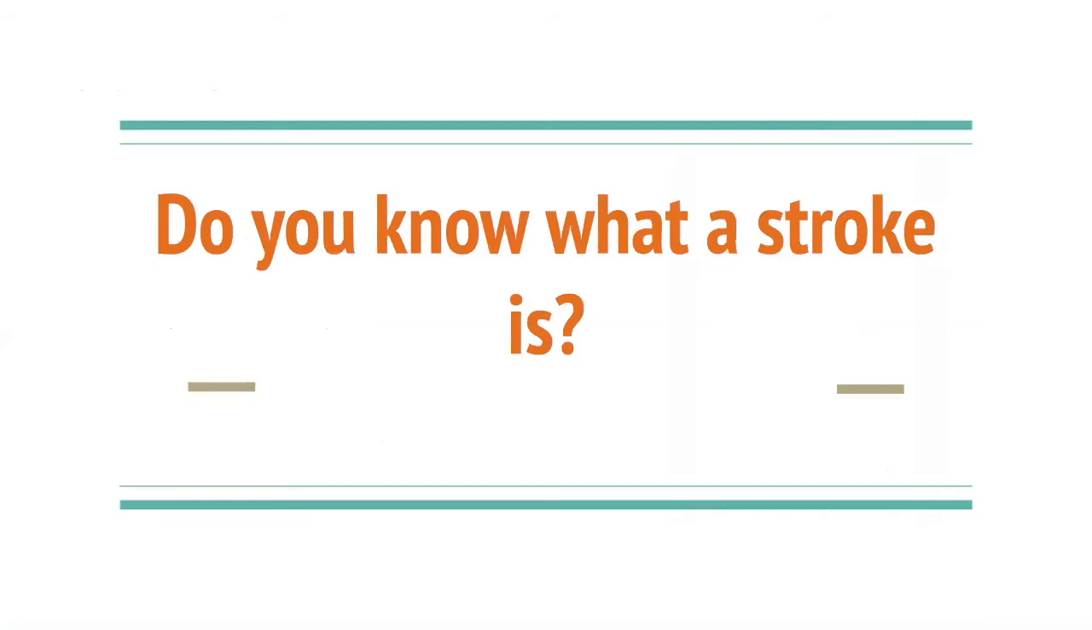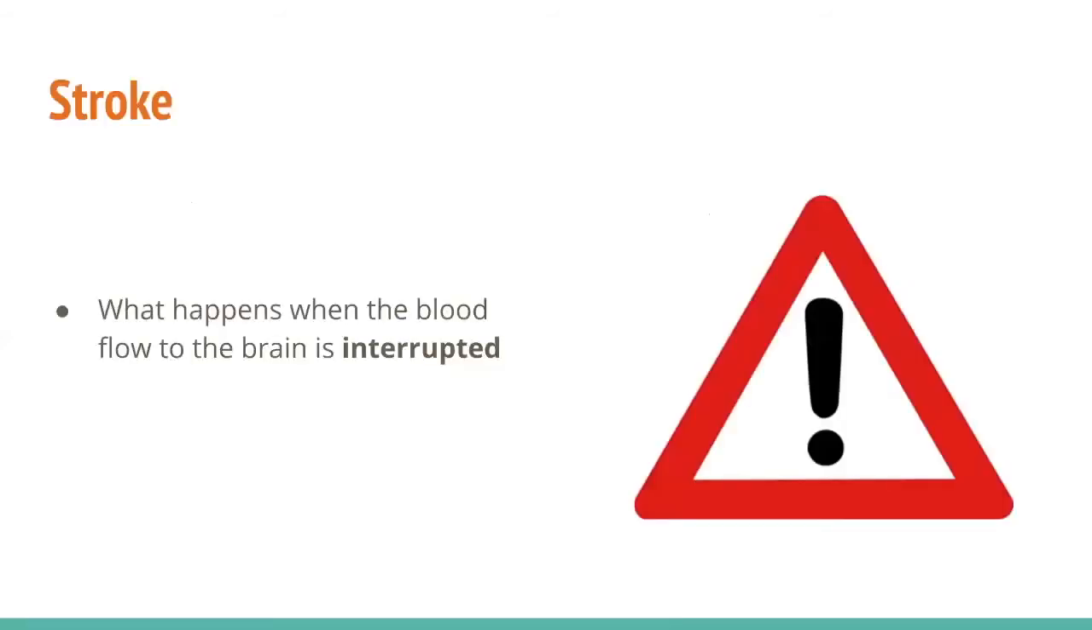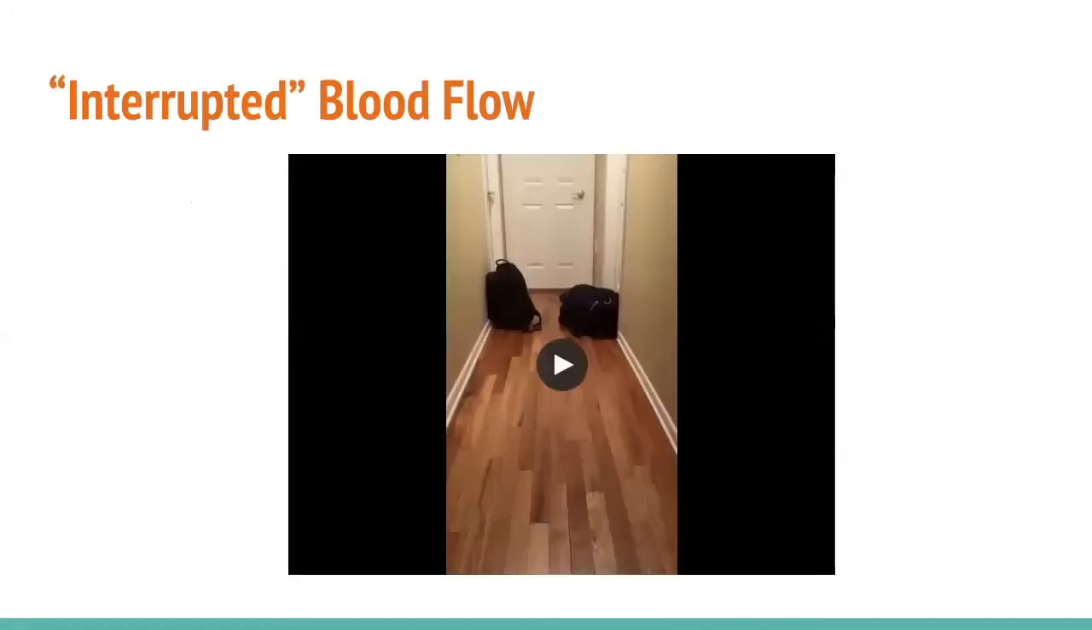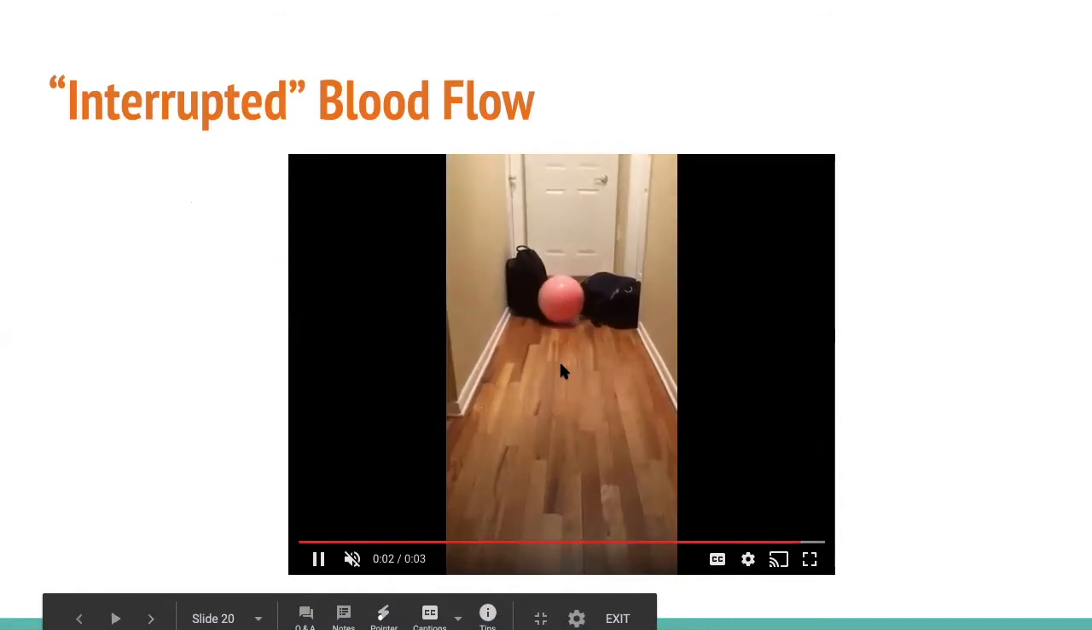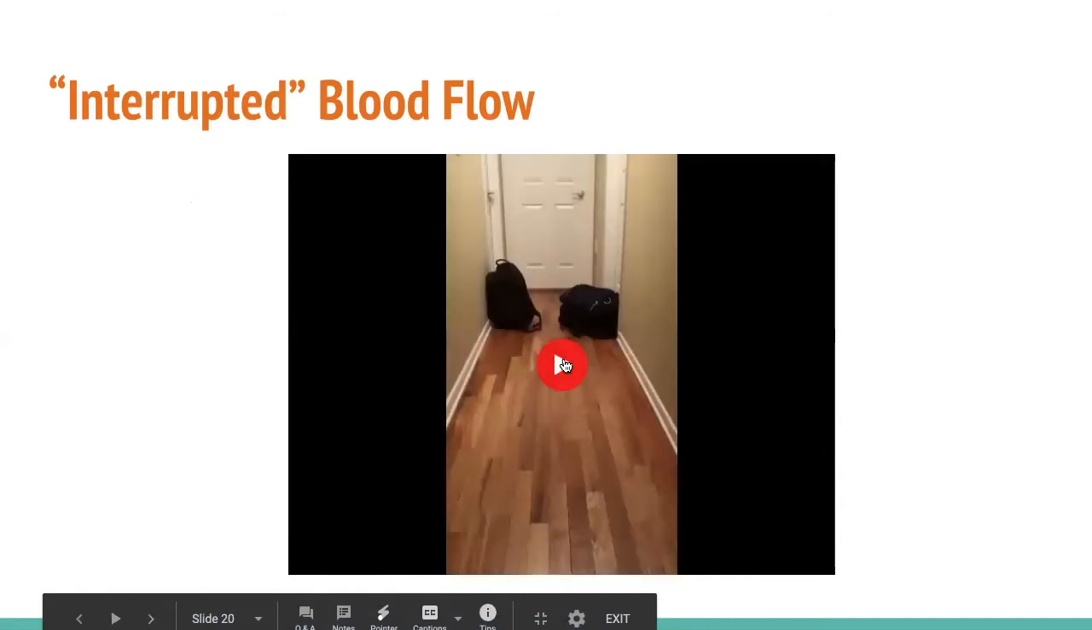Next, we're going to have Ian talk to you about what happens when your blood flow is interrupted. Hey guys. So to start, I want to ask you a question. Do you guys know what a stroke is? Well, if not, a stroke is what happens when blood flow to the brain is interrupted. Next, we're going to refer back to the video that Mike showed you earlier, where the blood is interrupted. As you can see, the ball or the blood can't get to the places it needs to go in the body.